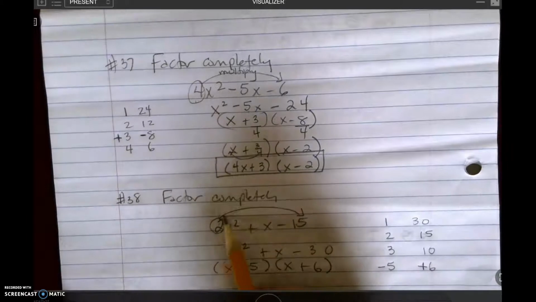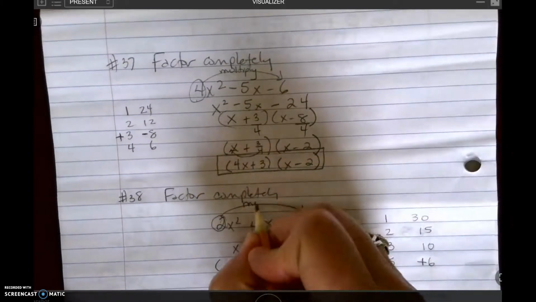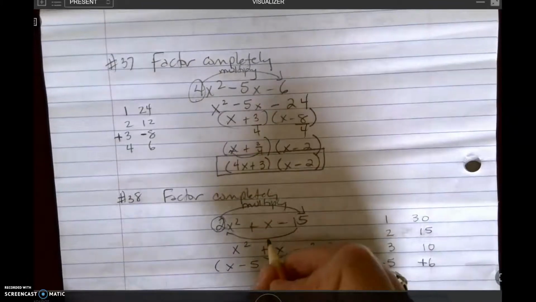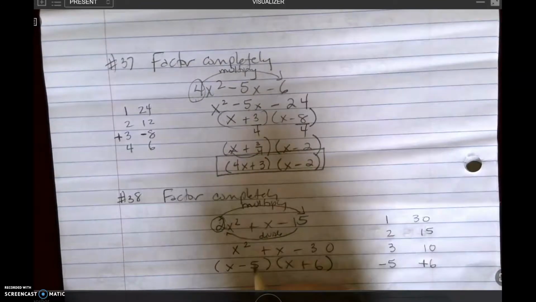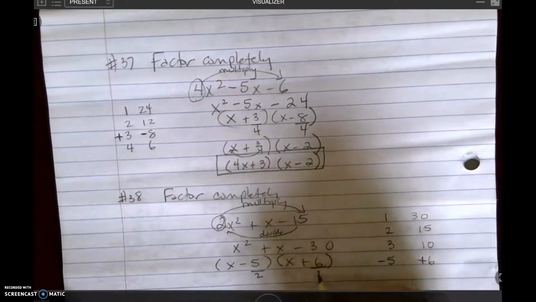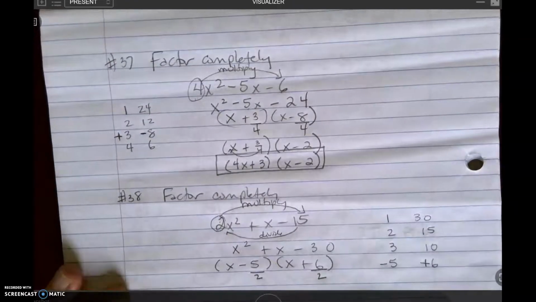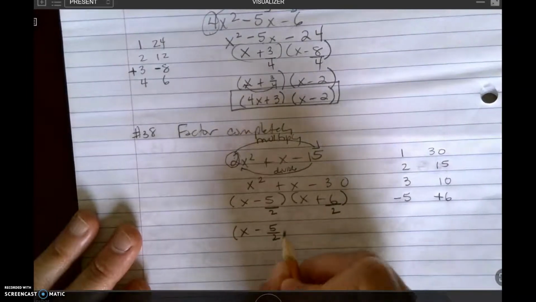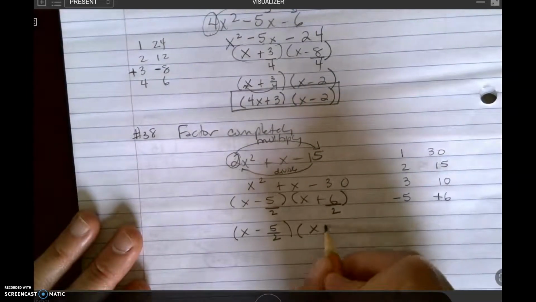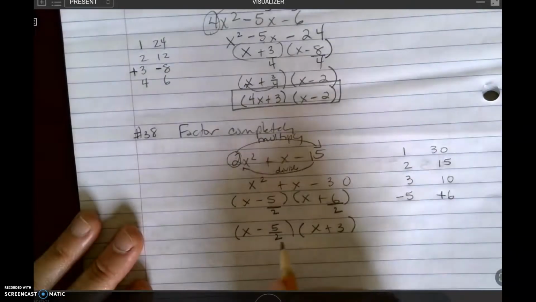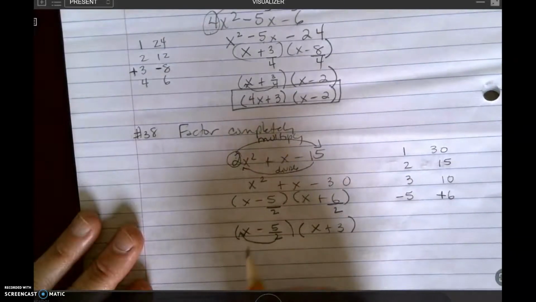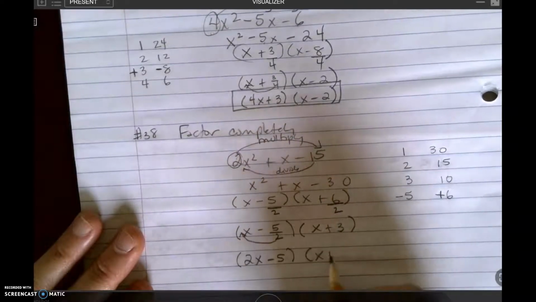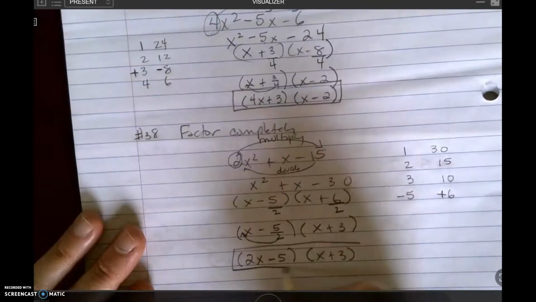Since when I slid, I multiplied here, now when I unslide, I have to divide. Divide by 2. See if I can do any simplifying. x minus 5 halves can't be simplified, but this becomes x plus 3. Slide that 2. And I get 2x minus 5 times x plus 3.